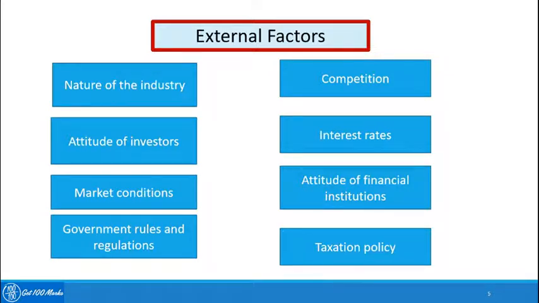Market conditions. What are the conditions in the market? If the market is flourishing, if it's in boom, or if it's in recession, that defines the capital structure of a company. Government rules and regulations obviously play a huge role in the capital structure. Government rules and regulations could be different for different industries, and so they can influence the capital structure to that extent. Competition, as in what is the trend followed by competitive firms, drives the capital structure of the organization in question.